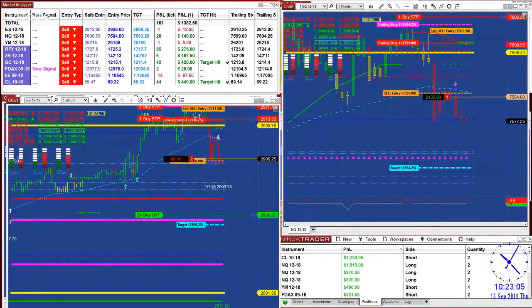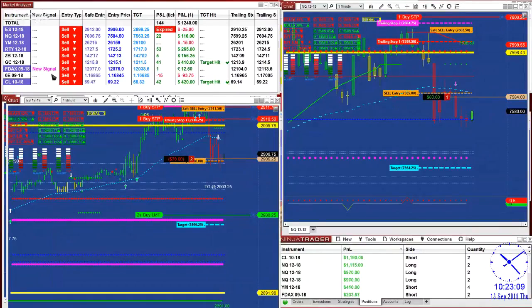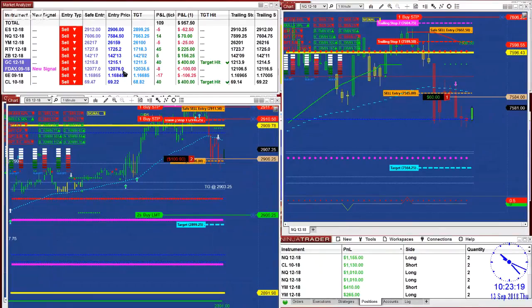YM. Let me see YM. New signal on the DAX. New signal DAX 2076.0, the target 0.355. So let's look at it. There's a new target here. It gives you the new signal. There is a sound, but I turned off the sound. I hate sounds.